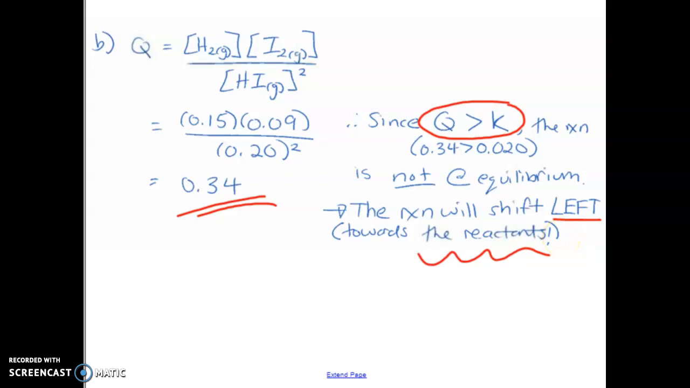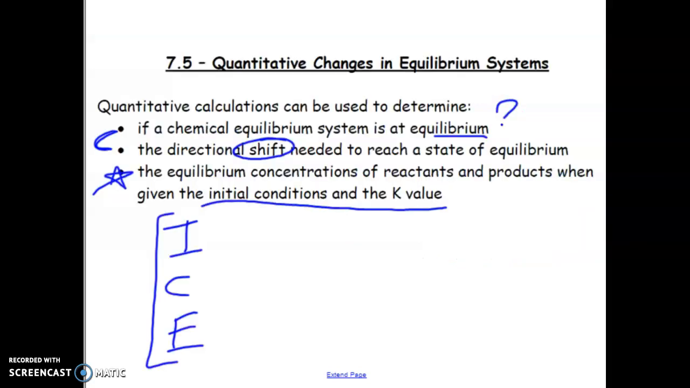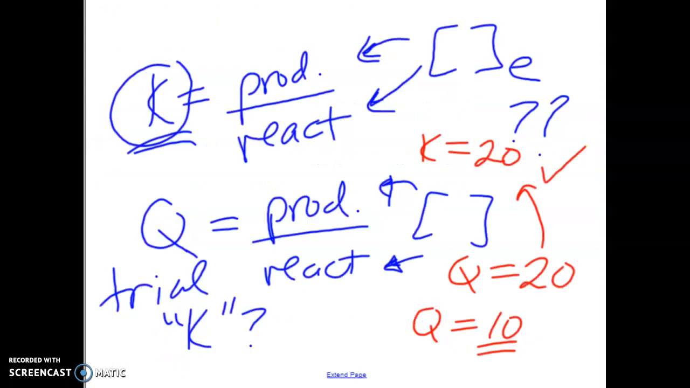So if we go back to what we were first saying about the types of scenarios you're going to see, this essentially checks off those first two. So saying if a system's at equilibrium, and if it's not, you compare your Q to your K to indicate the shift.